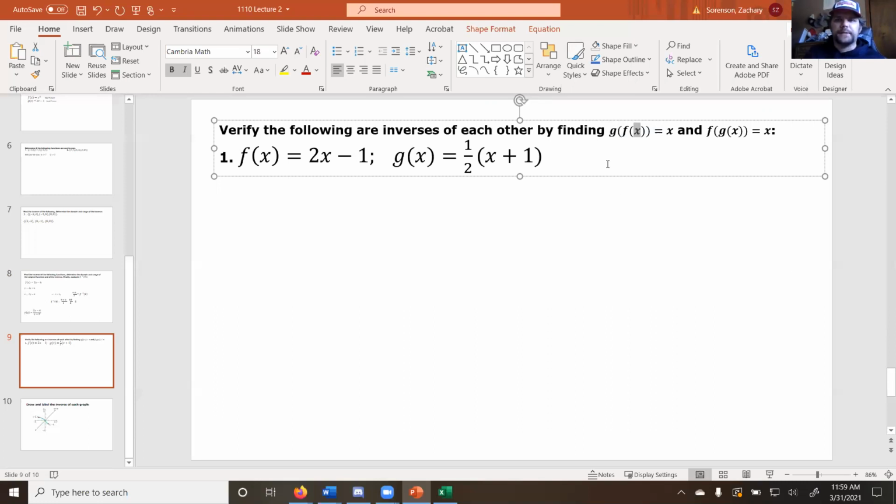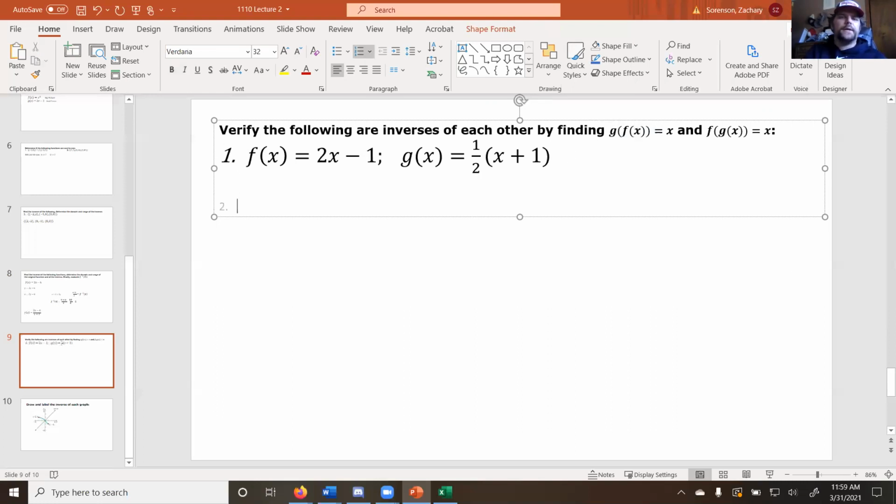So to see it in practice, here's a question: f of x and g of x, are these inverses of each other? We check by plugging my g of x into my f of x. So what is f of g of x?